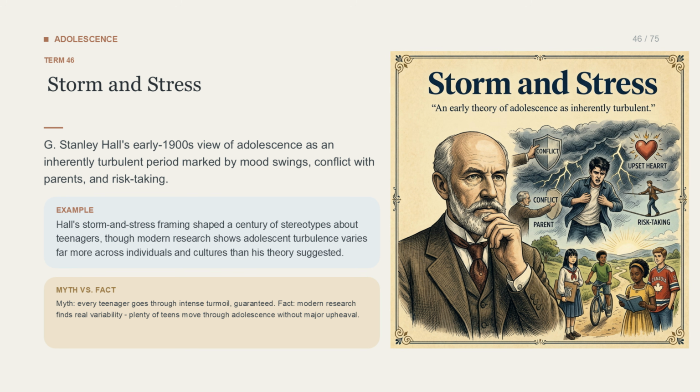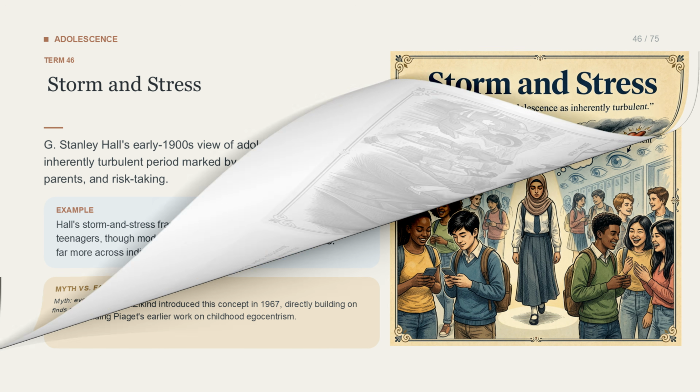46. Storm and stress. Storm and stress is G. Stanley Hall's early 1900s view of adolescence as an inherently turbulent period marked by mood swings, conflict with parents, and risk-taking. His framing shaped a century of stereotypes about teenagers. Modern research, however, shows that adolescent turbulence varies far more across individuals and cultures than Hall's theory suggested.